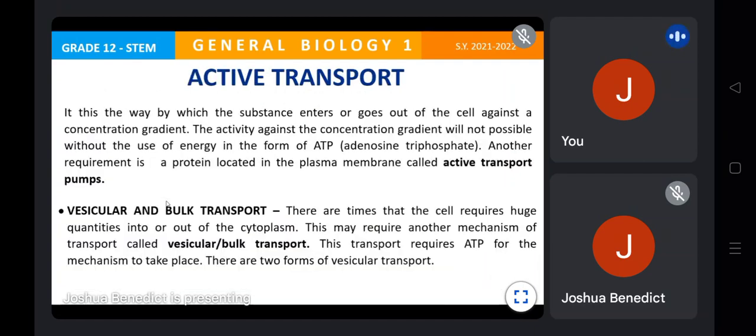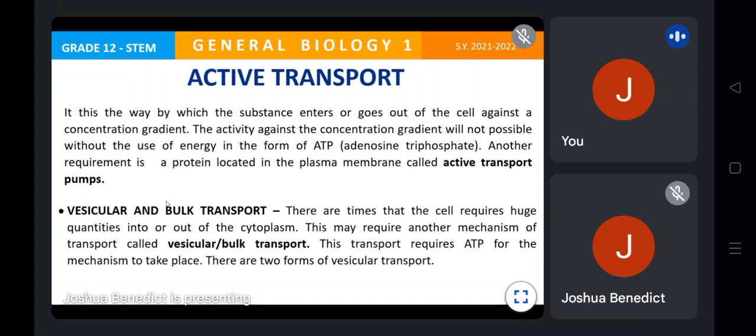So that's it for passive transport. Let's go now sa active transport. Active transport is when the substance goes out or enters the cell against a concentration gradient. So ito, notice, paulit-ulit sinasabi ang concentration gradient. So sa concentration gradient, continuous ang movement, wherein it needs energy for it to be continuous.